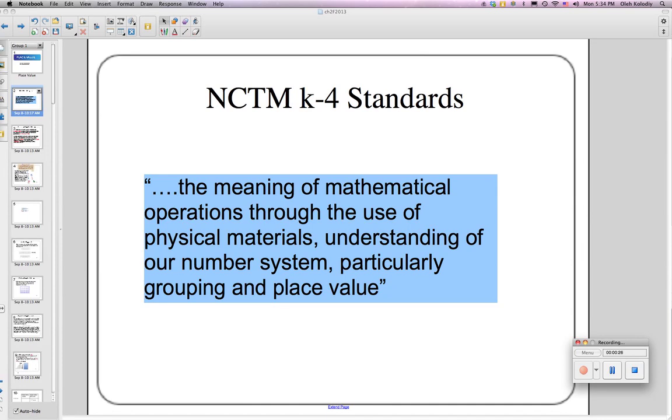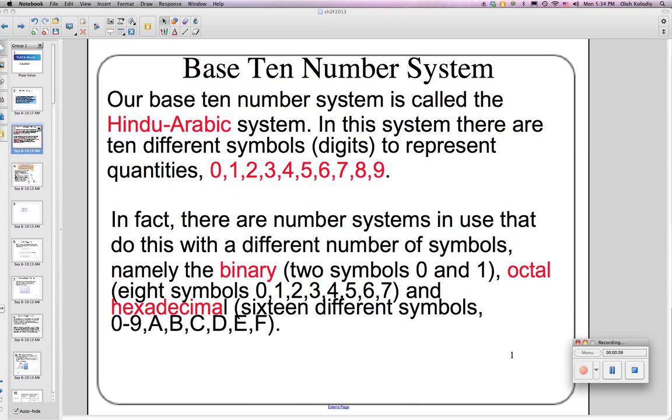We should teach the meaning of mathematical operations through the use of physical materials, understanding of our number system, particularly group value, grouping, and place value. So what does all that mean? Well, let's think about how the number system works.